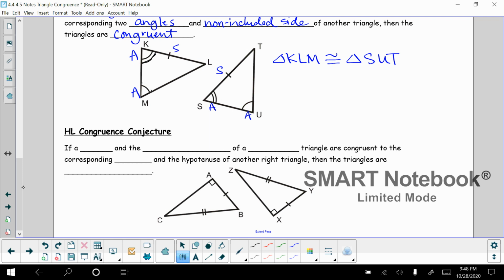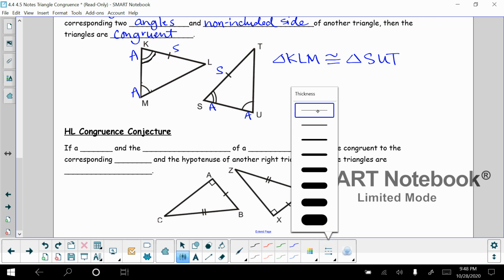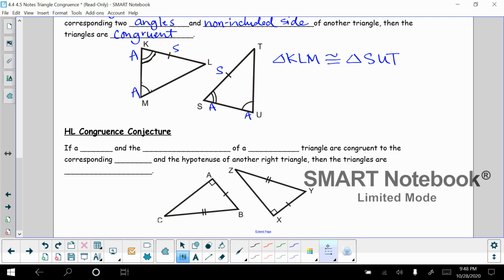Okay, and then over here, the last one, this one's called the HL congruence conjecture. So no S's and or A's. So HL is going to be a little bit different. Okay, so you're going to have to remember your terms from a right triangle.